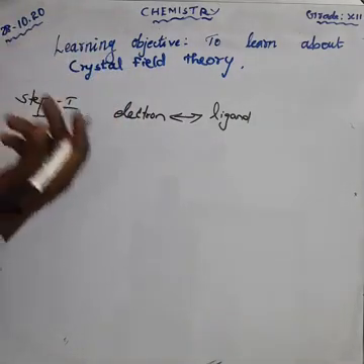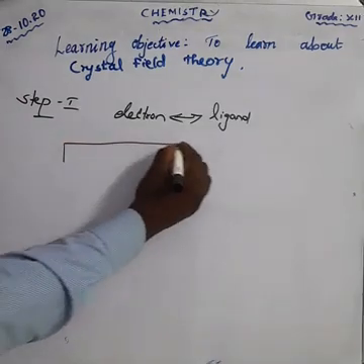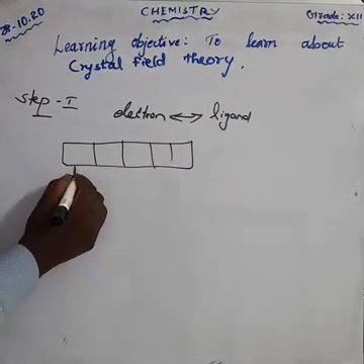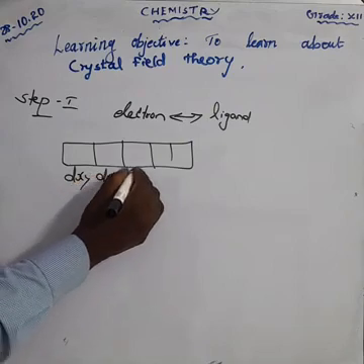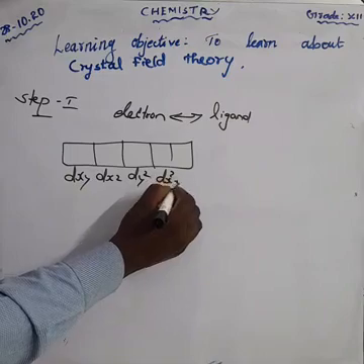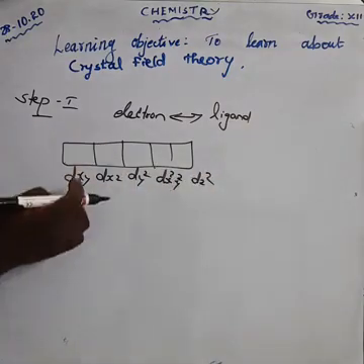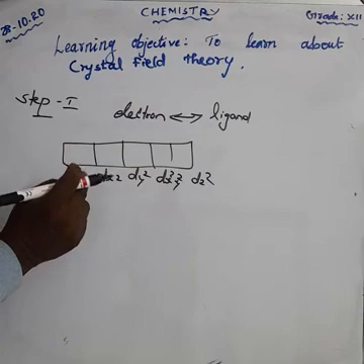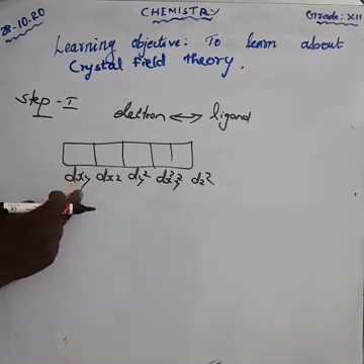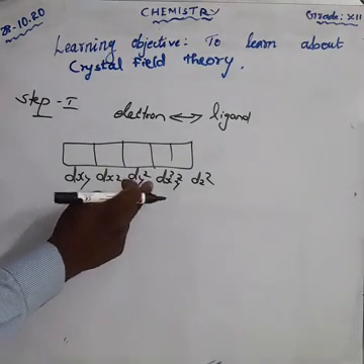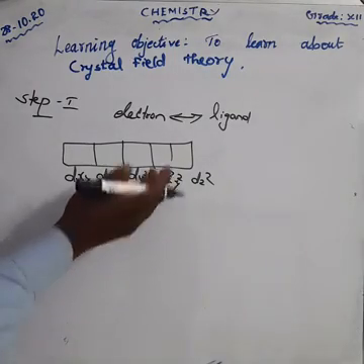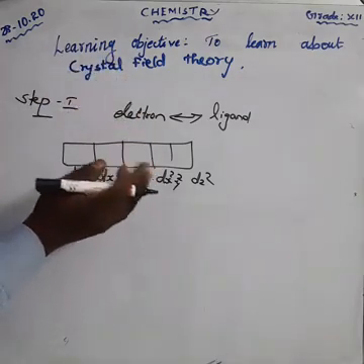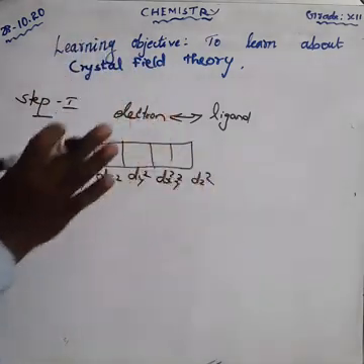What does degenerate mean? Which are the 5 d orbitals? dxy, dxz, dyz, dx square minus y square and dz square. Here all the 5 d orbitals of the central metal ions are degenerate. That means all the orbitals have equal energy, the same energy, so they are called degenerate orbitals.